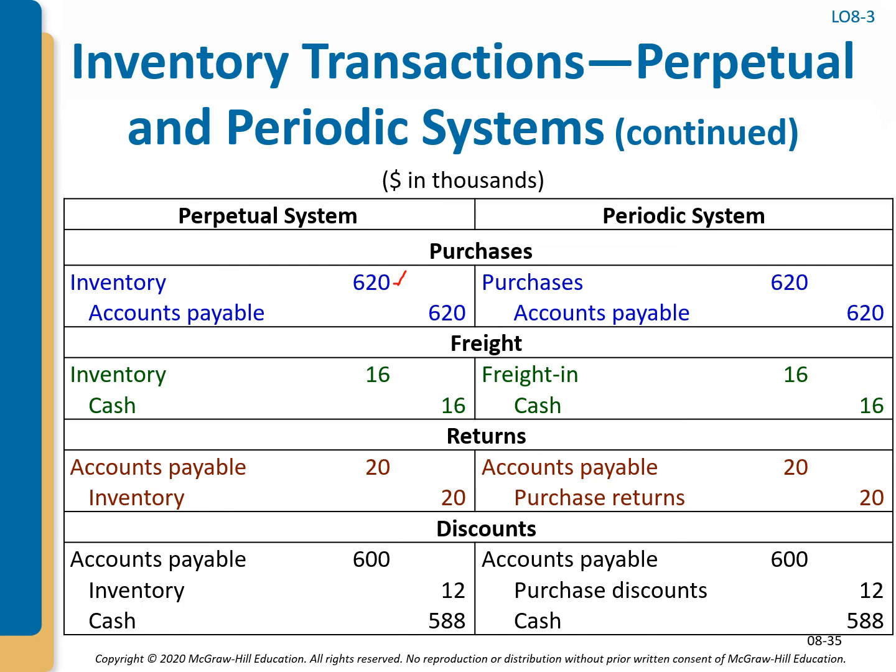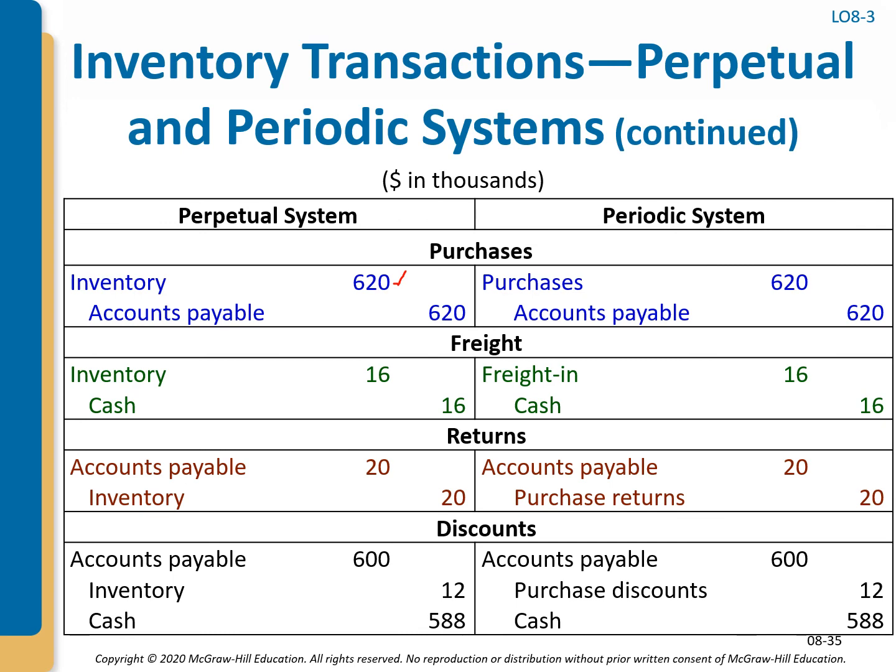Second, freight. Inventory is debited for the cost of freight and cash is credited. Again, the cash accounts are equal, but this time you are putting the cost of freight in. With the returns, accounts payable is reduced and inventory is also credited, which reduces the inventory account.